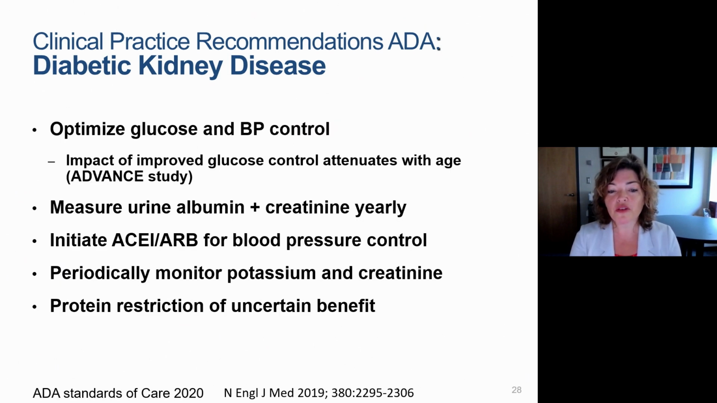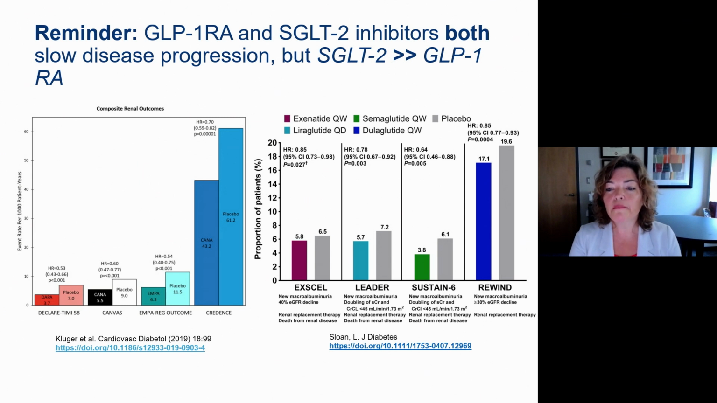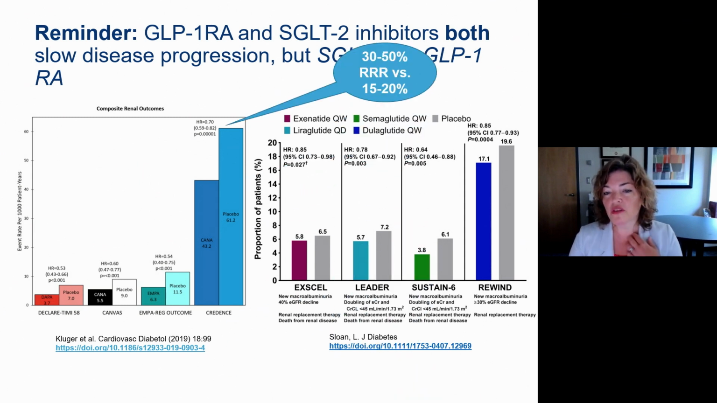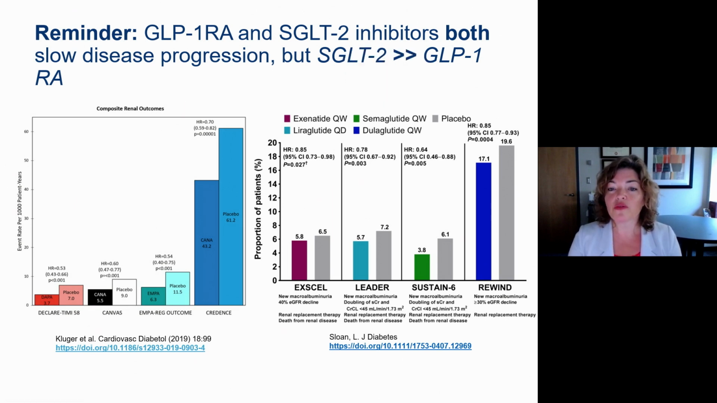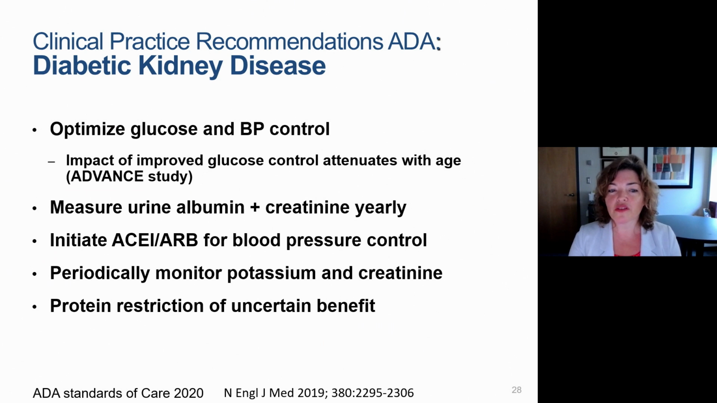But just a reminder for you, I think it's here, yeah, just a reminder that the SGLT2s do a better job. So the relative risk reduction with GLP-1s is about 15 to 20% as far as progression of kidney disease, and 30 to 50% with the SGLT2s. So SGLT2s are really the one to select for that.